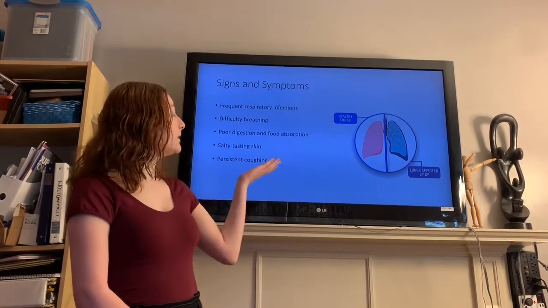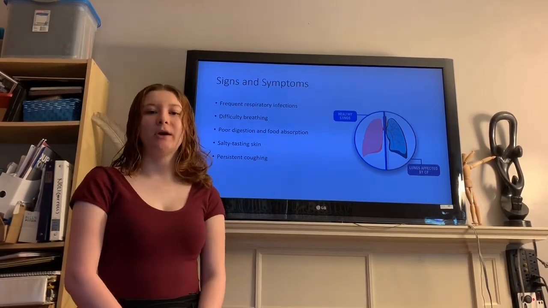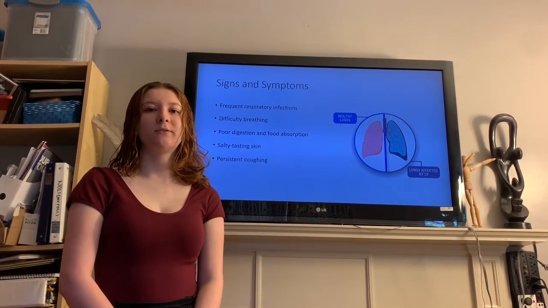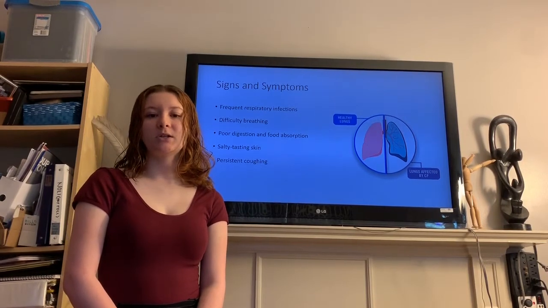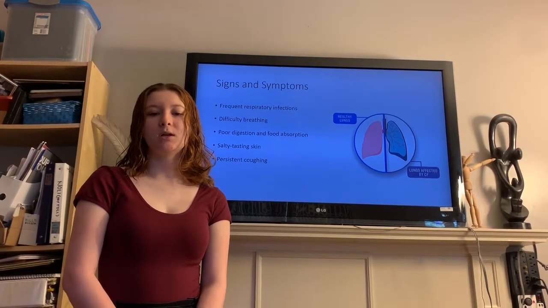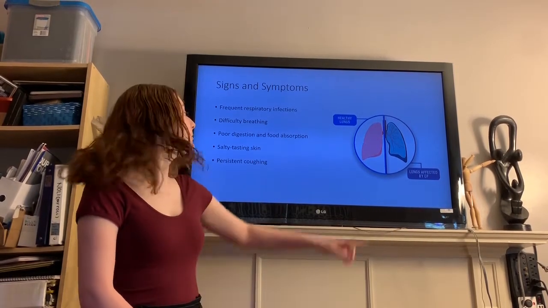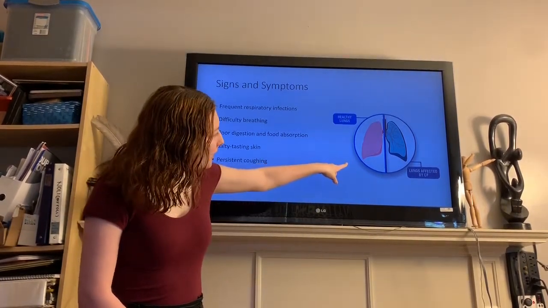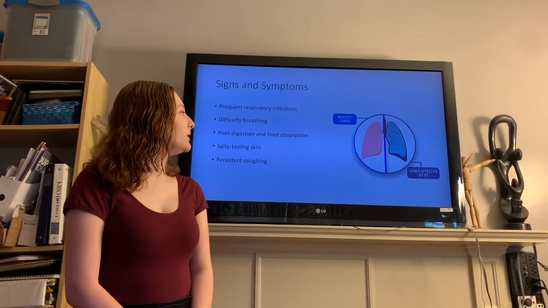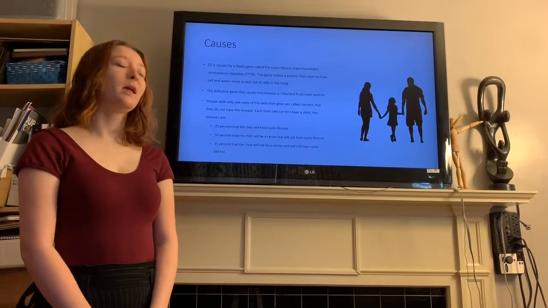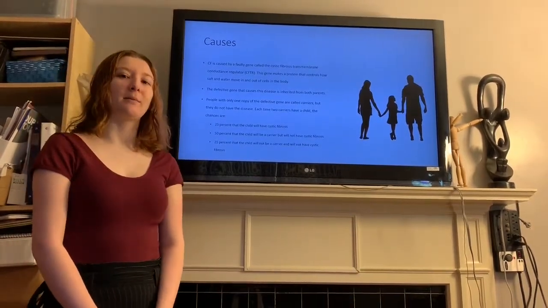Here are my signs and symptoms. I have frequent respiratory infections, difficulty breathing, poor digestion and food absorption, salty tasting skin, and persistent coughing. And on this picture right here, this is an image of a healthy lung, and the other is a lung affected by CF. And here are the causes of cystic fibrosis.